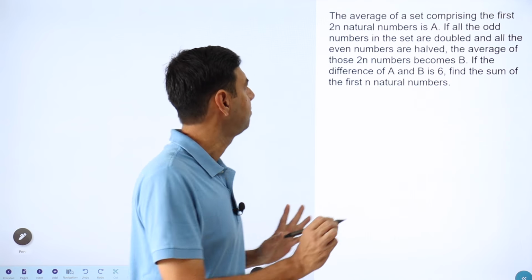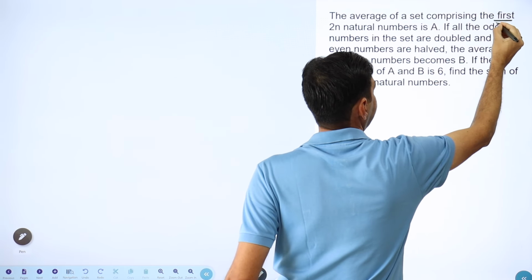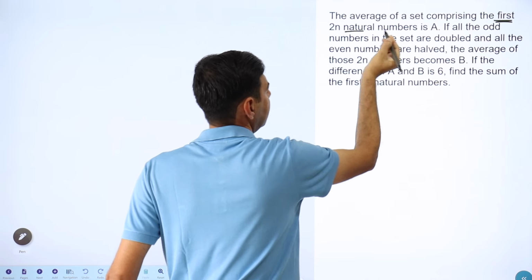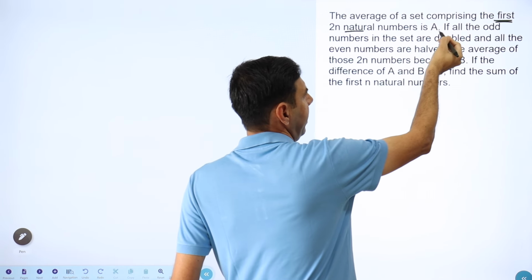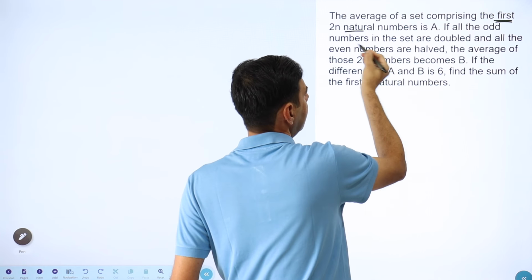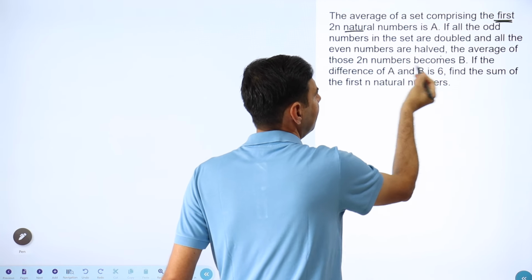A good question. The average of a set comprising the first, this word is important, n natural numbers, is A. Now, if you read ahead, it differentiates between the odd numbers, they are doubled, and the even numbers are halved, and the average becomes B.